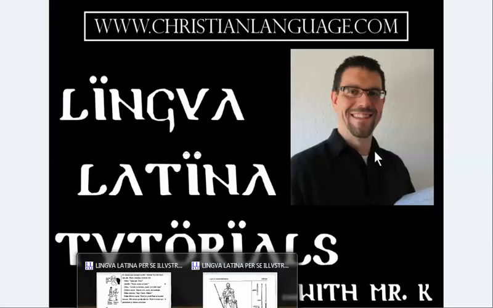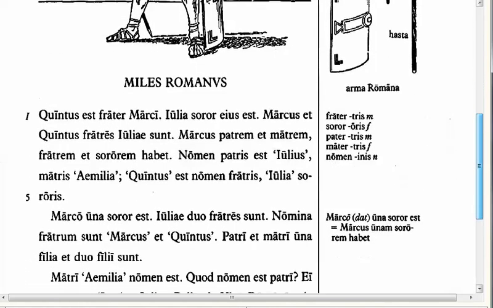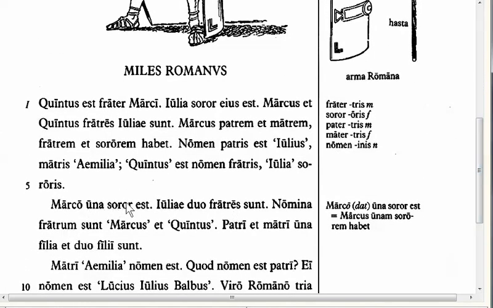The first feature that I want to point out is in line 6 of this chapter, where we have Marco una soror est. Marco here, in the dative case, is a new construction. It is called the dative of possession. And literally this sentence says, there is one sister to Marcus, or for Marcus.